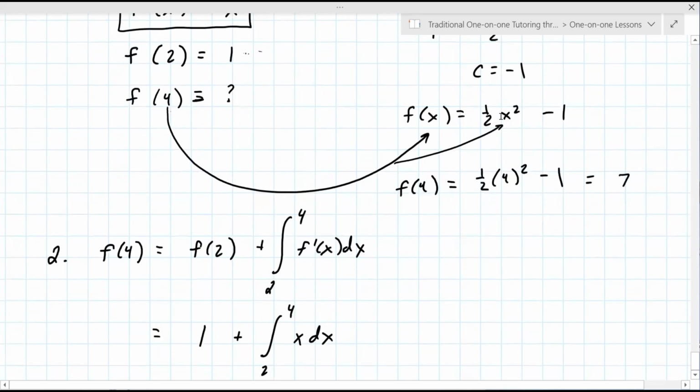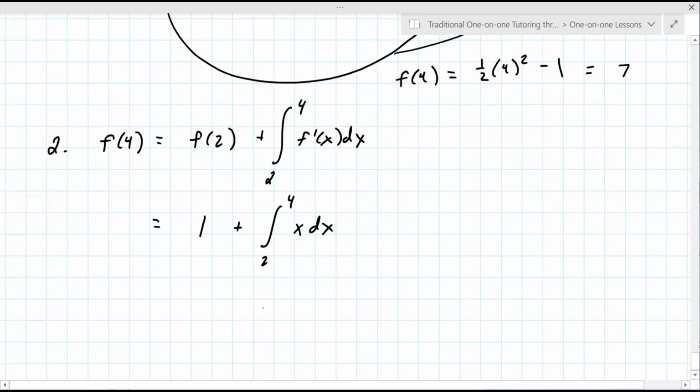I don't know which way was shown in class, actually, because it looks like these are all calculator problems. That's weird anyway. But the second way is, to find f of 4, you use the given value plus the integral from 2 to 4 to find the rest of it. So then you just do antiderivatives, like x squared over 2 at 4 and 2. And this 1 plus comes at the end.